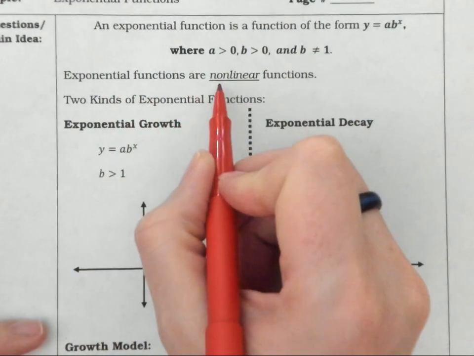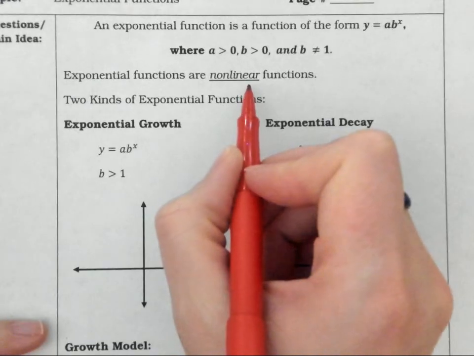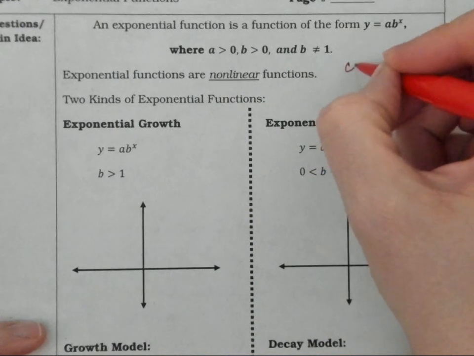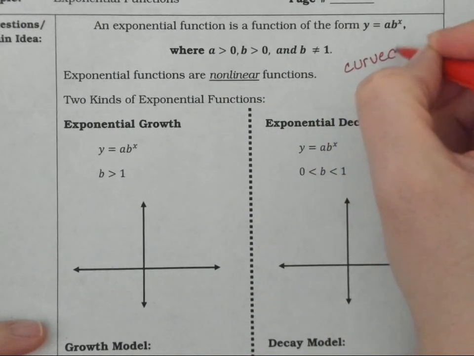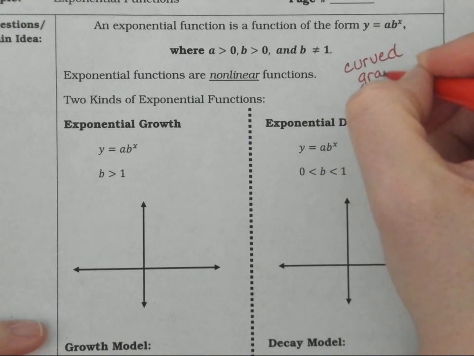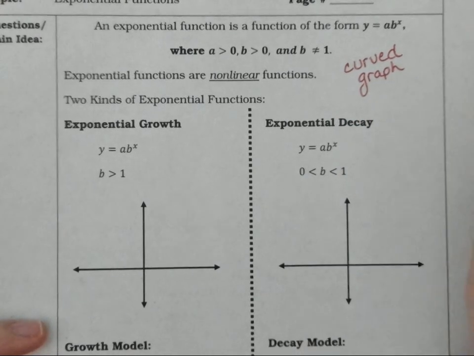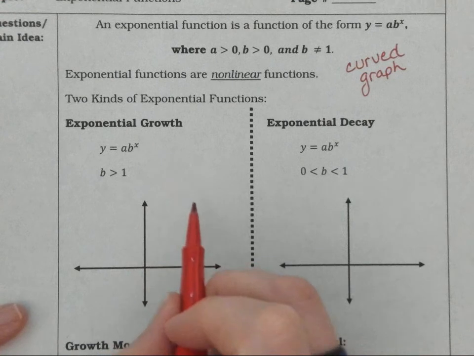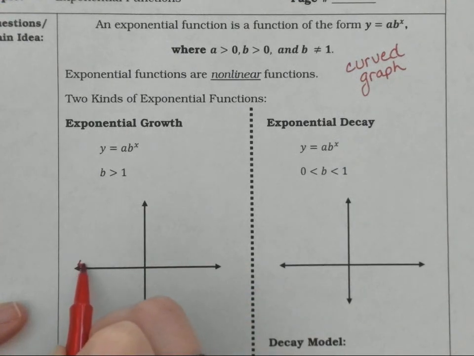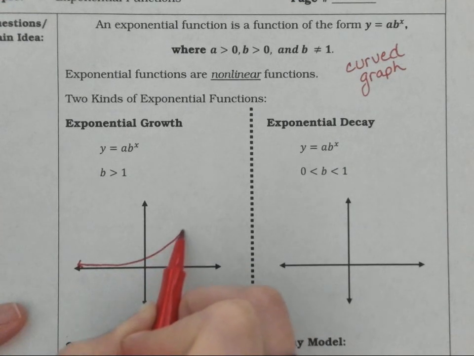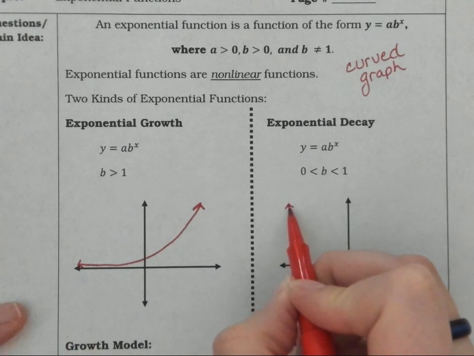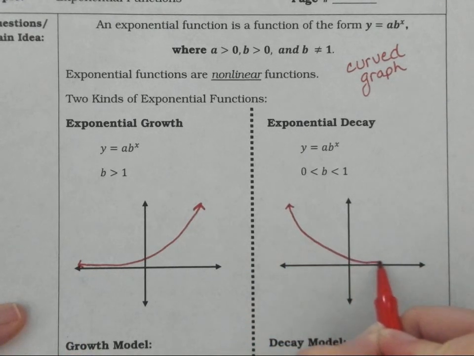So exponential functions are nonlinear, which means they do not make a straight line. They actually create a curve, so they are a curved graph. And we have two types of functions. We either have exponential growth, which would kind of look like this, or we would have exponential decay, which would look like this.